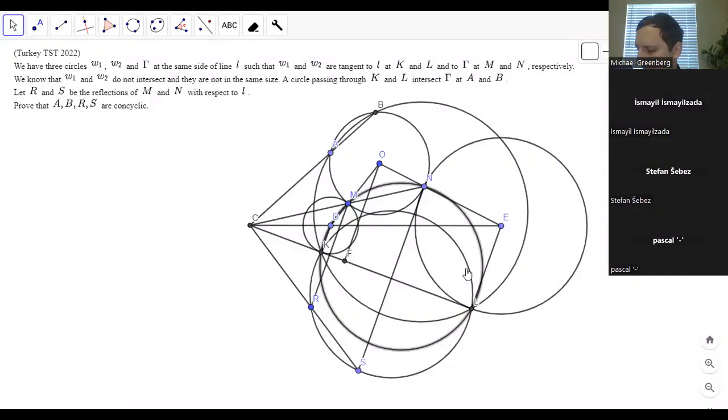No. It reduces to showing, I think, that ODK plus OEL plus MON is 360. Yeah. Is that obvious? It should be. Because if you look at this whole pentagon, this angle plus this angle plus this angle should be 360. Okay, so KLNM. So yeah, we don't need point F.